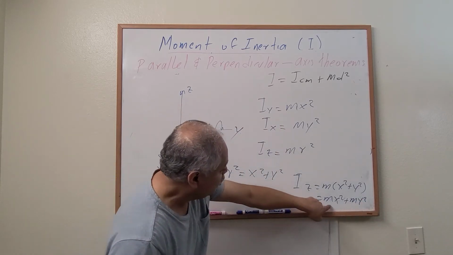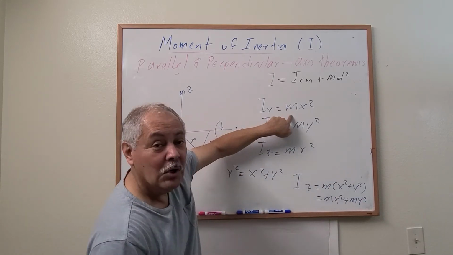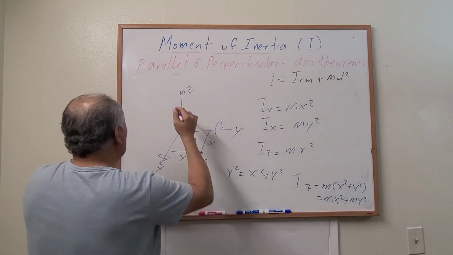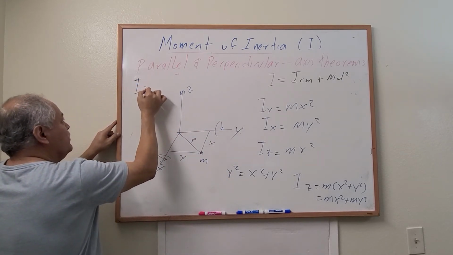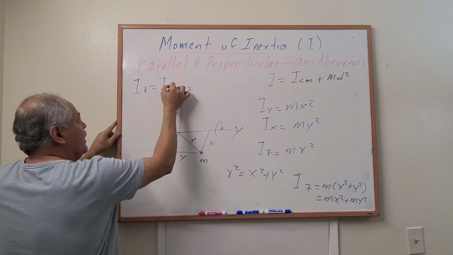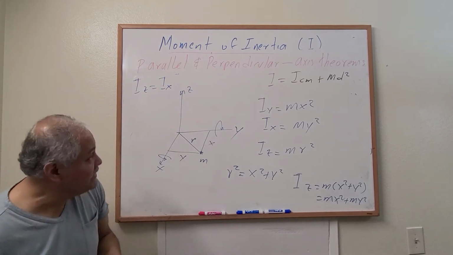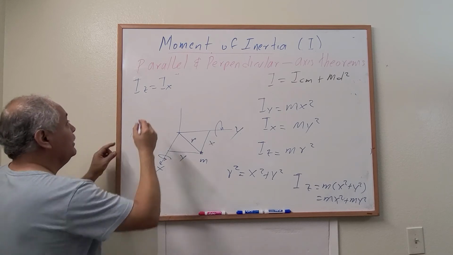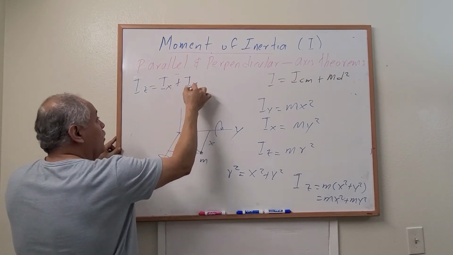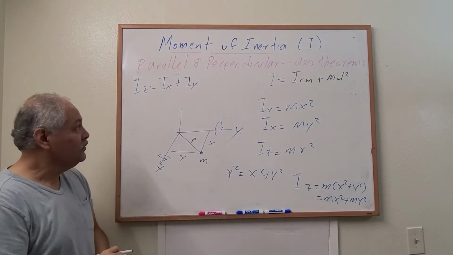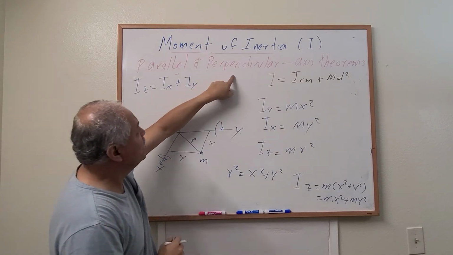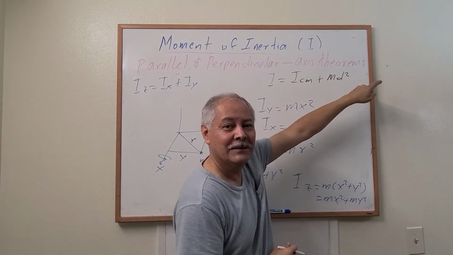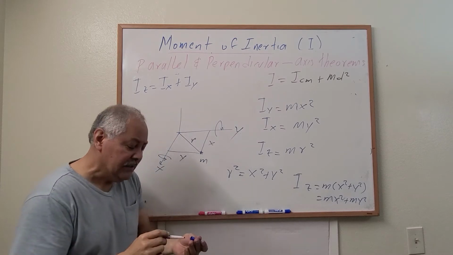But what are those? These are just these two quantities. So at the end, what do we have? The moment of inertia through z is equal to the moment of inertia through x plus the moment of inertia through y. And this is called the perpendicular axis theorem. Let's see how we can apply this theorem.